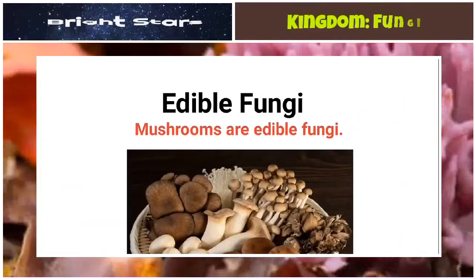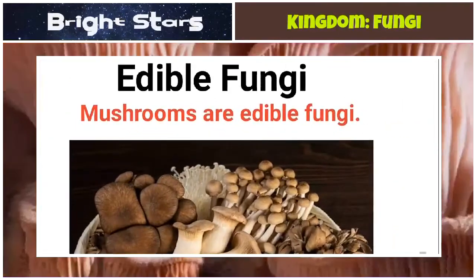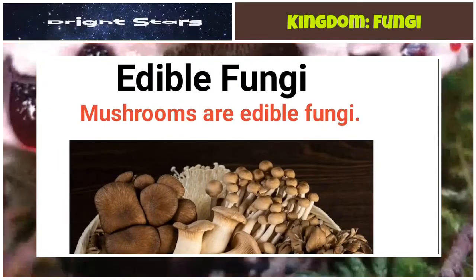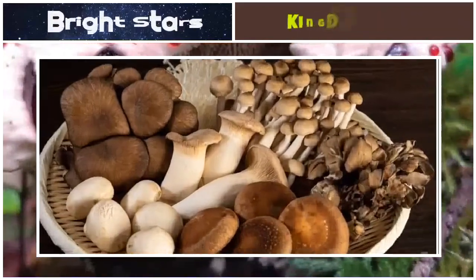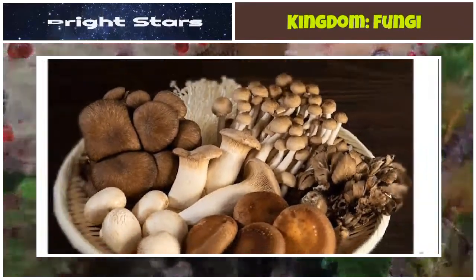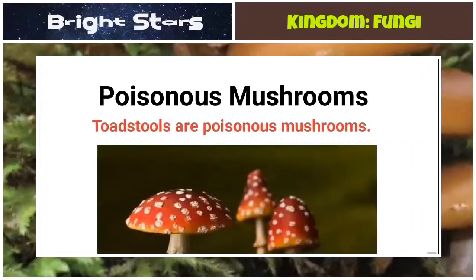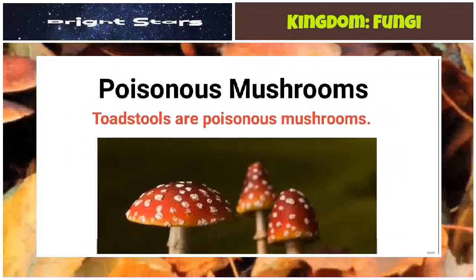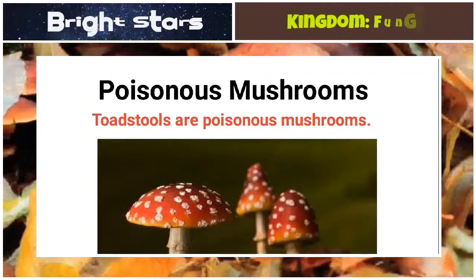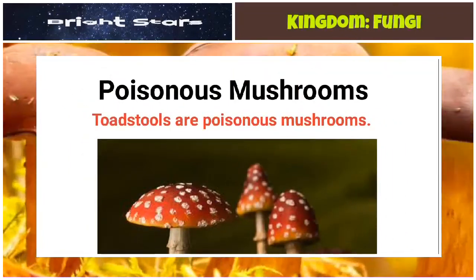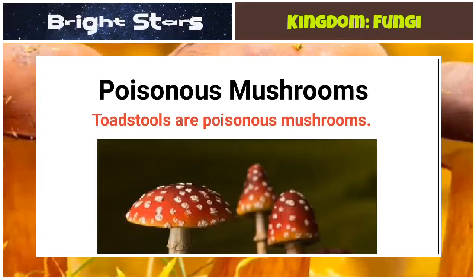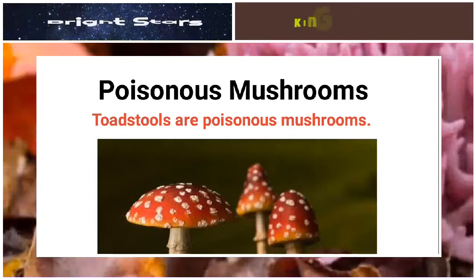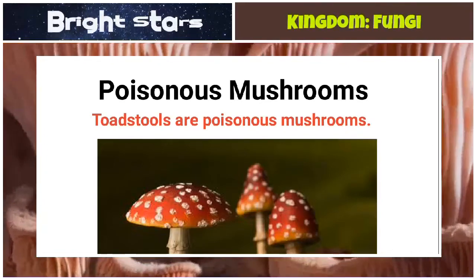So next thing is edible fungi. We know that edible means which can be eaten, which are not harmful for human beings. We call them edible fungi. You can see different kinds of edible mushrooms. So next thing is poisonous mushrooms. Toadstools are poisonous mushrooms. So okay, these are the important features and examples of fungi. Next video we can see different kinds of fungal classes, and also the importance of fungi.